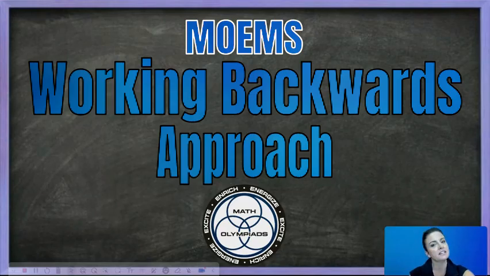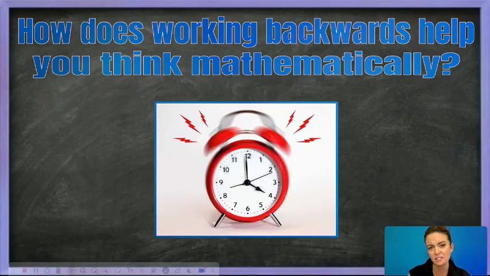So when you get a list of things that are happening in an order or a sequence, and they give you the final of something, you can work backwards to figure out what you started with. For example, we do this all the time with time in real life, right?